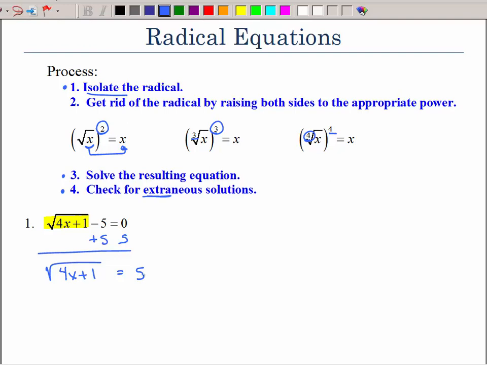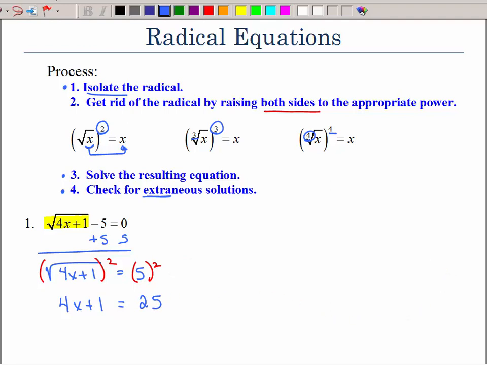Now we're going to get rid of the radical. Ask yourself what kind of radical you have. Of course, it's a square root. So we're going to square both sides. We always have to do the same thing to one side of the equation as we do to the other. Now when we square that square root, what happens? They undo one another and you just get what's underneath the radical. Now this side we didn't have a square root, so you have to square it. 5 squared is 25.